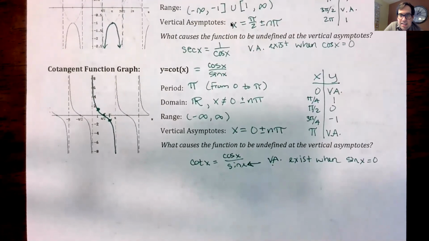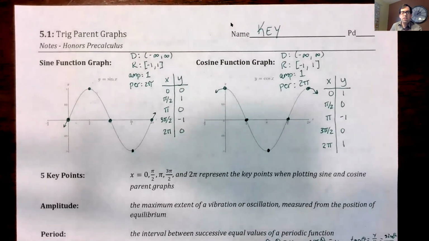And that is it. So those are the 6 parent graphs of trig functions. They're a little weirder than a lot of the other functions that we've studied so far this year. And we're going to see how to transform these and look at a lot more properties over the next few days and weeks.